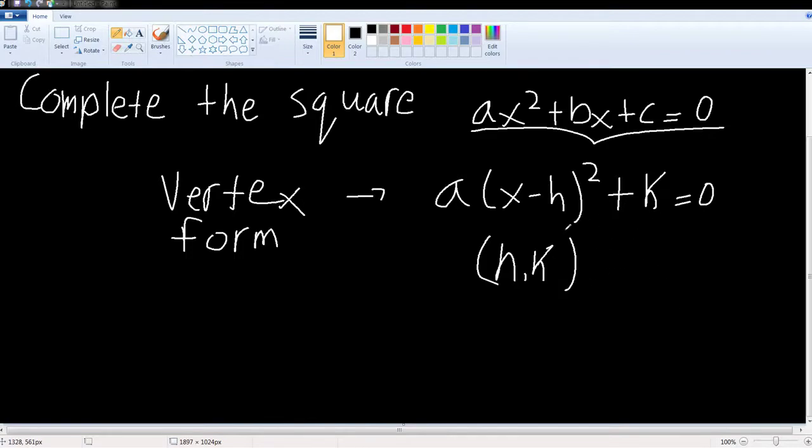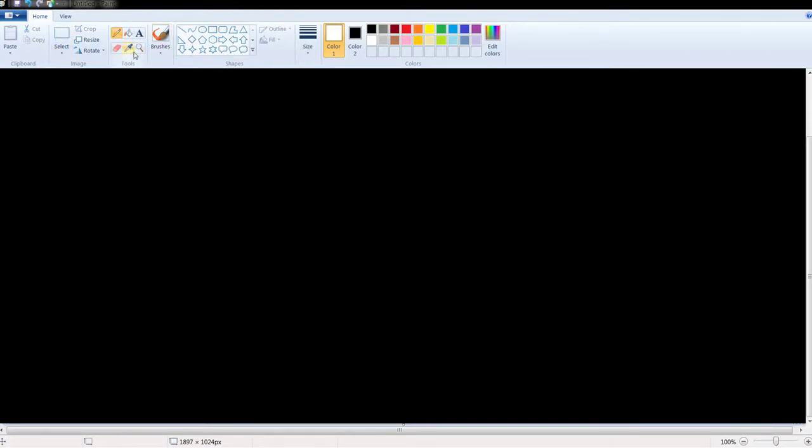Now it's important to realize that the equation is x minus h squared plus k. And so, for example, anytime you complete the square, you want to put it in this way so you can read off the vertex much easier. So now let's do an example. So an example I have today is 2x squared plus 8x plus 3 is equal to 0.